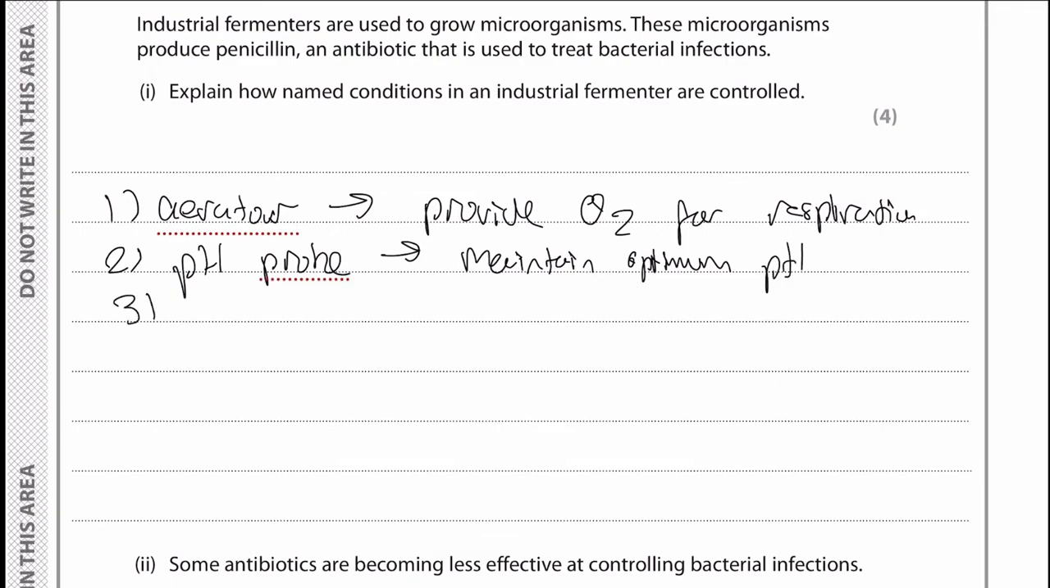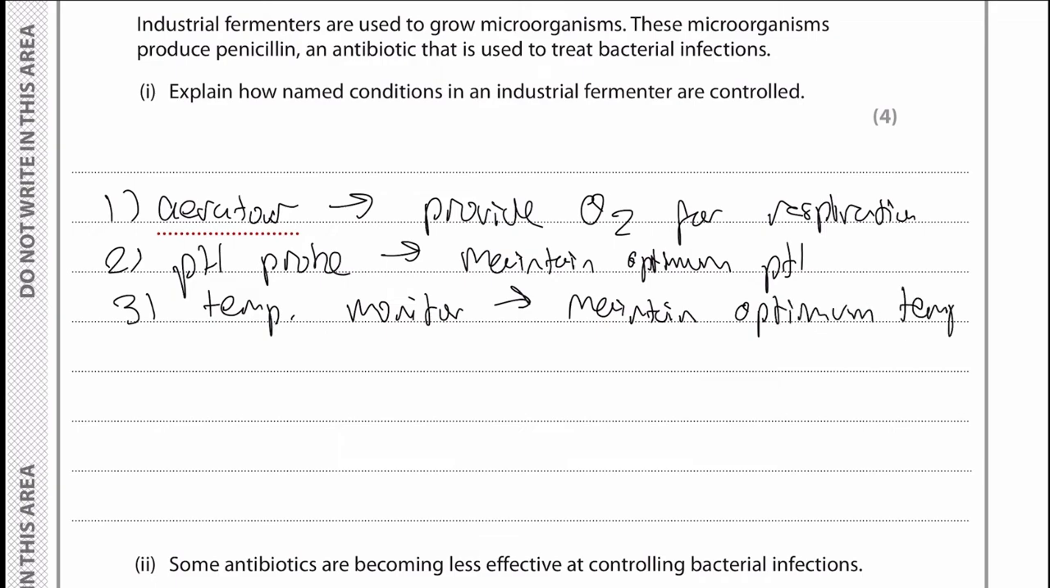And just like that, we can also think we need some sort of temperature monitor. Temperature monitor, okay? And well, how do we use that? Well, we would use it to maintain optimum temperature, right? We want to obtain the optimum temperature that we need, prevent it from overheating or becoming too cold. We need an optimum temperature for the reaction to occur. Okay, and fourth and final one, what else can we use?